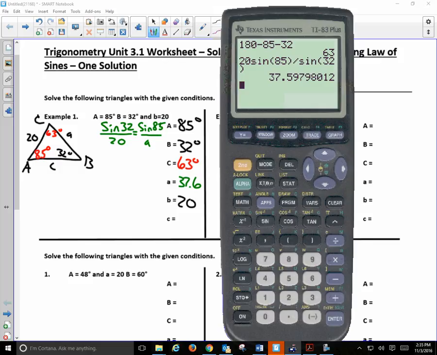Does it make sense that side A is bigger than side B? Why? Because angle A is bigger than angle B.